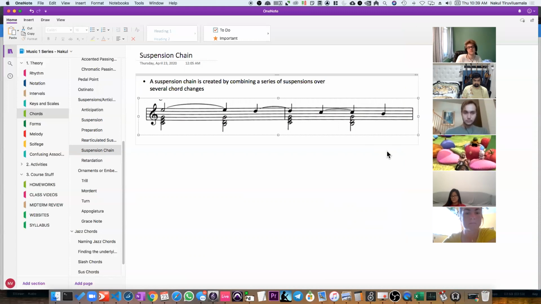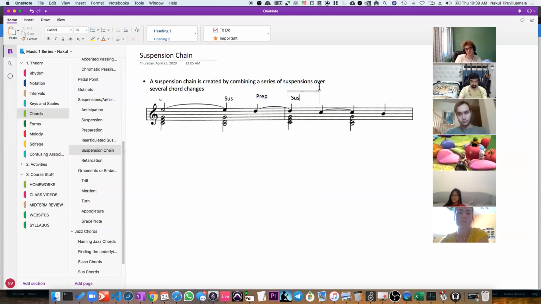Okay, what do we have here? Suspension chain. So you can actually chain suspensions, and you have this nice little pleasant syncopation that arises. So there's a lot I could say about this, but it's basically, here's the suspension moment, here's the preparation moment, here's the suspension moment. And I guess in some ways the preparation is the resolution, right? You're both resolving the suspension down, but it's also preparing for the next suspension, right?